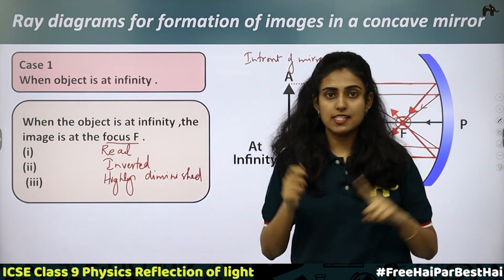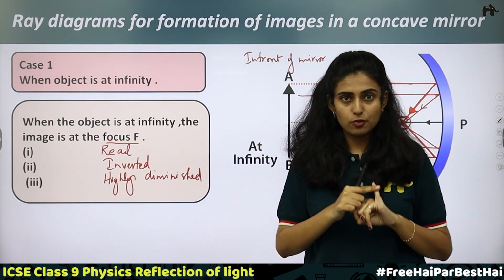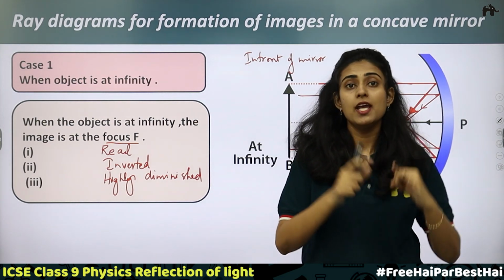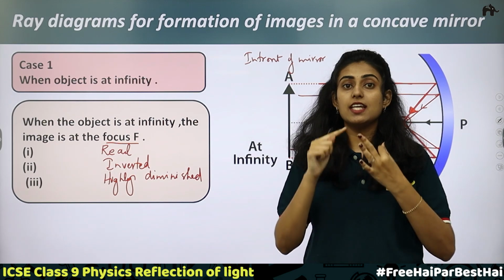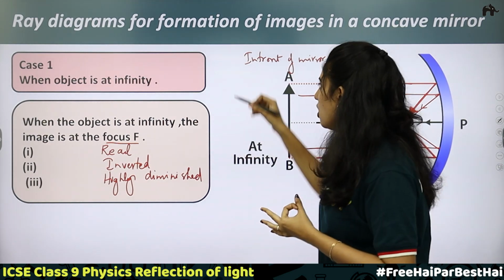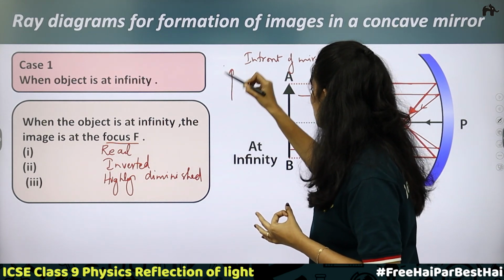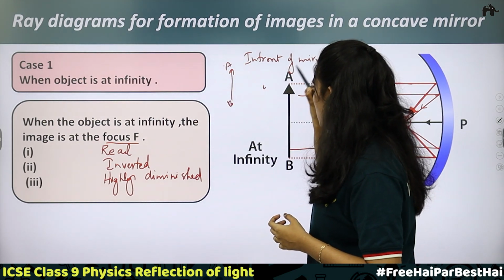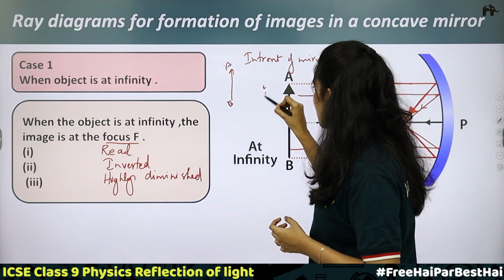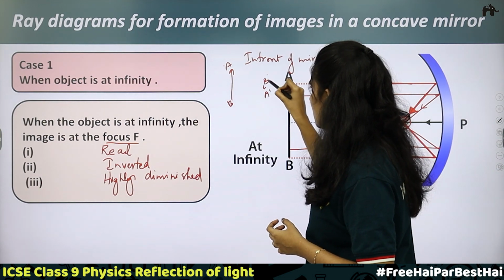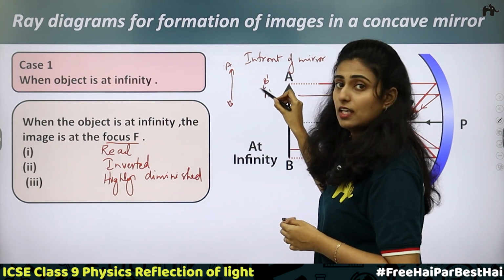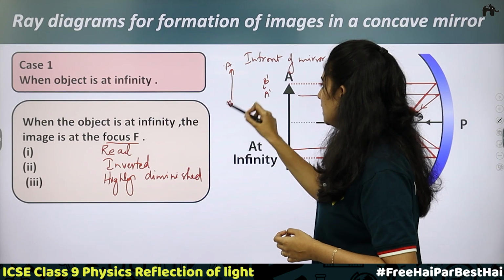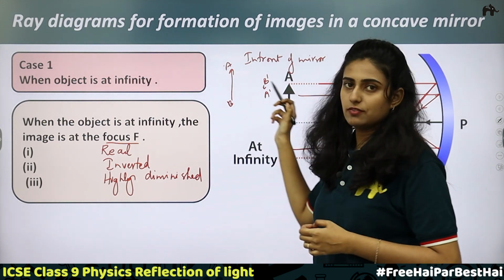So when an object is at infinity, the image is formed at the focus. What are the properties of the image formed? The image formed is a real image. It is an inverted image if the object is in this way. So here our object is AB. The image will be very small and the image can be represented as A dash, B dash. So the head part becomes the tail part in the case of the image, and the tail part will become the head part.